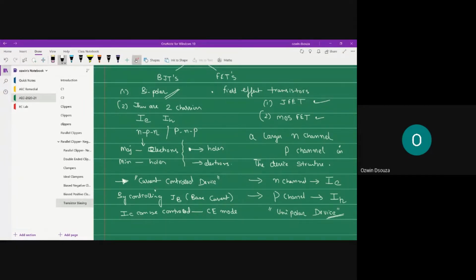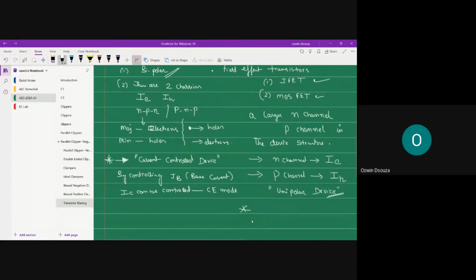Another difference is, over here, let me put a star mark here. Another difference is about the conduction. BJT is a current control device. On the other hand, FET is a voltage controlled device. That is, when you apply a voltage across the input terminals, across the input, the device gets into conduction.